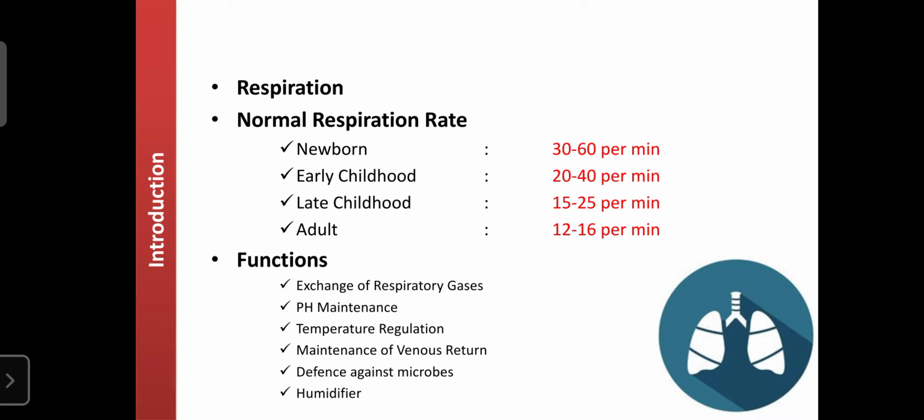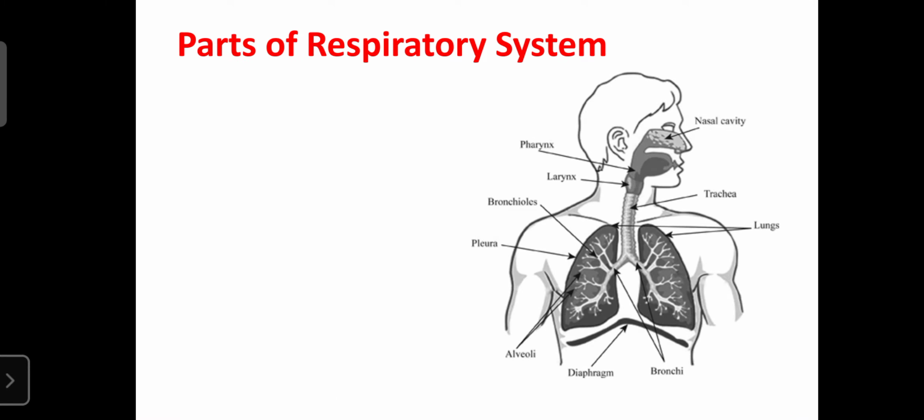That oxygenated blood reaches the heart, and from the heart it reaches the systemic circulation and then throughout the body. Like that, the respiratory system helps to supply oxygen continuously to our body. Next, we can go to the parts of the respiratory system.